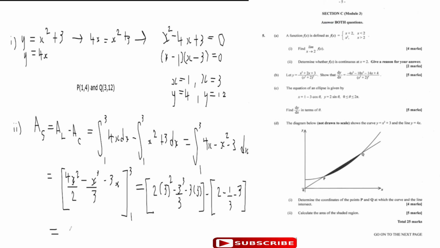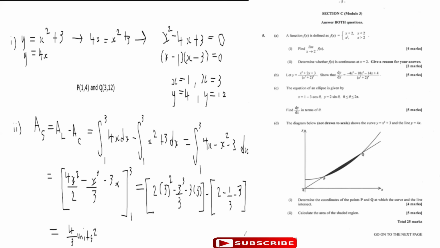Put all that in a calculator. 2 times 3 squared, minus 3 cubed over 3, minus 3 times 3, minus 2 minus 1 over 3 minus 3, and you get 4 over 3. So the area is 4 over 3. And remember, area is in units squared. So the area is 4 over 3 units squared. Nice and easy. Soft.